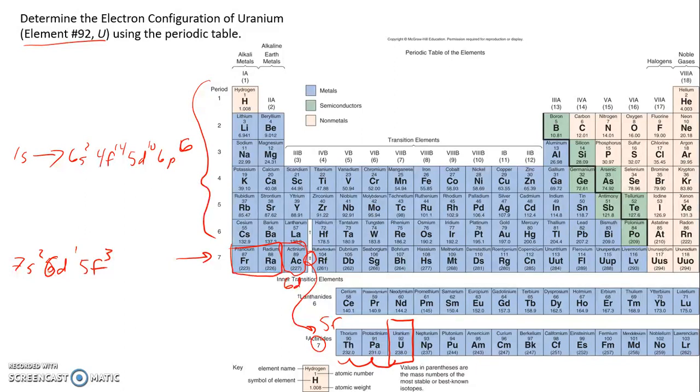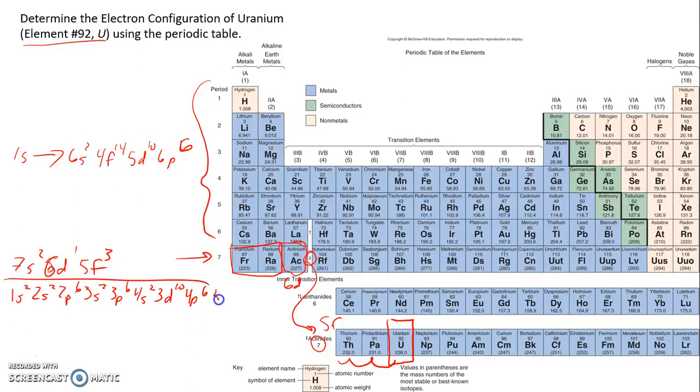So if we were to write out the entire configuration, oh, that's a lot of work, but hey, let's do it anyway. So you have 1s2, 2s2, 2p6. That finishes the first 2 rows. Third row would be 3s2, 3p6. That's the third row. Fourth row would be 4s2, 3d10, 4p6. That's the fourth period.